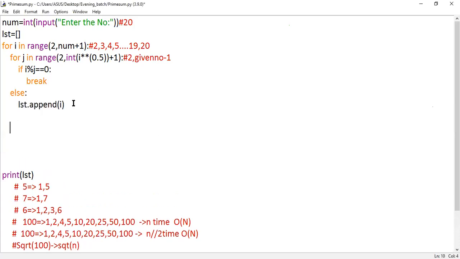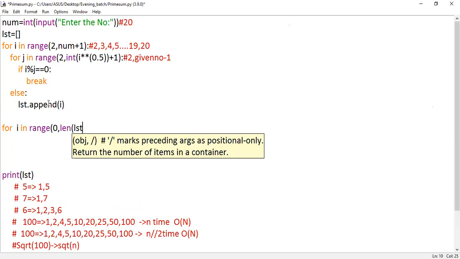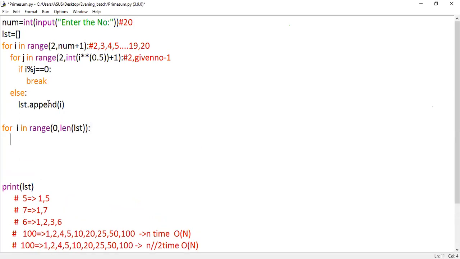So here, what is it that we are supposed to do now? Now this prime number list is generated. We have a list of prime numbers. Now we can just iterate this list, like for i in range, starting from 0 till len of our list. So I'm going to iterate our list one by one, and I'm going to do the summation. I know that this list consists of only prime numbers, right?